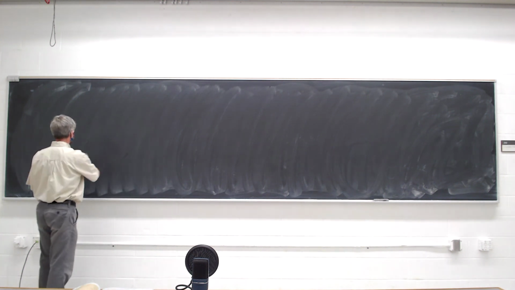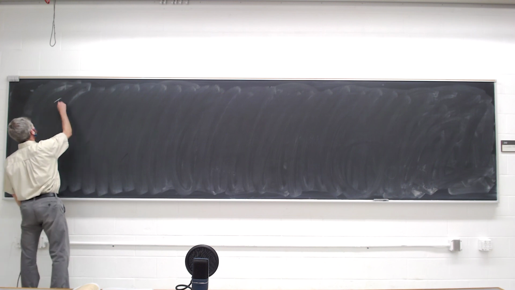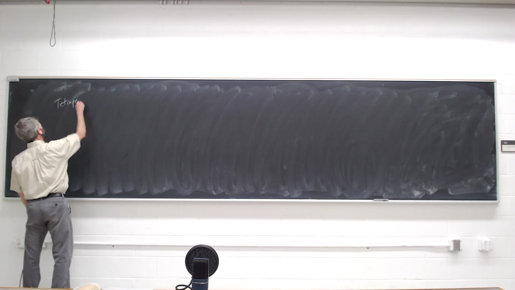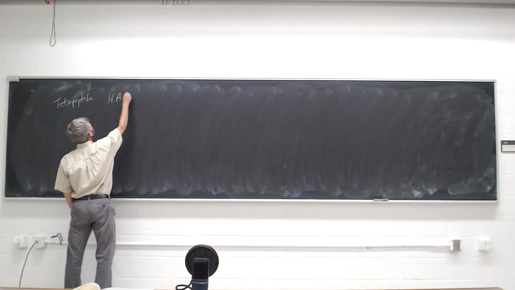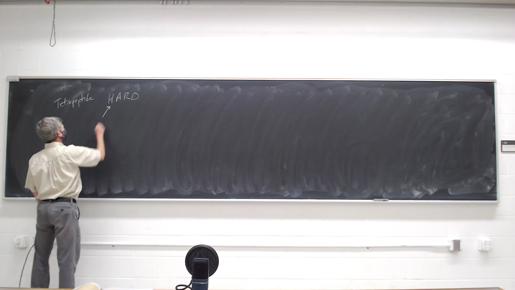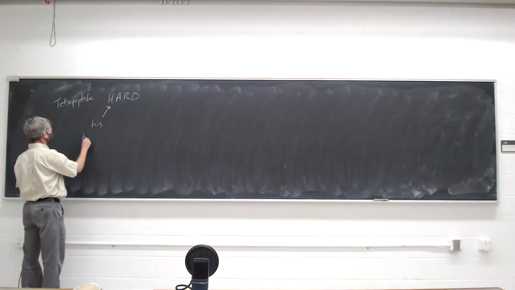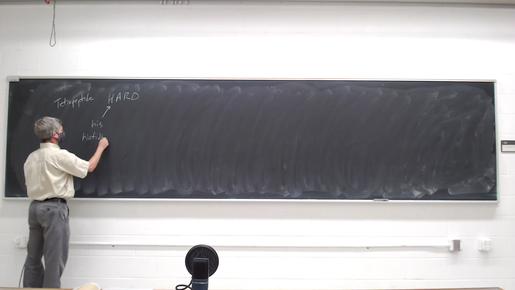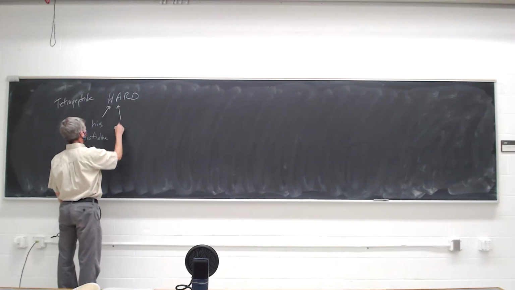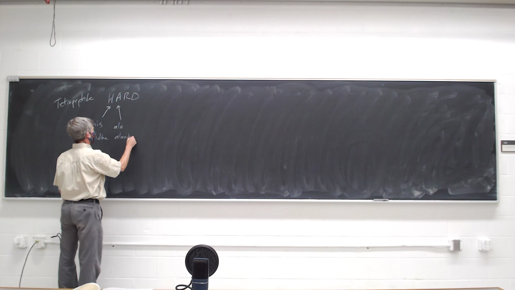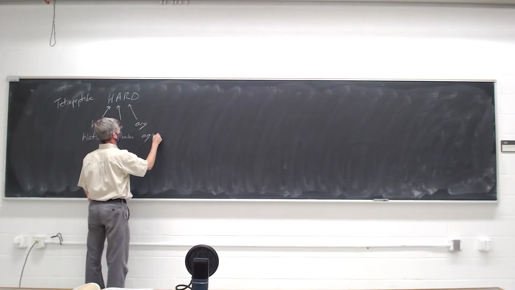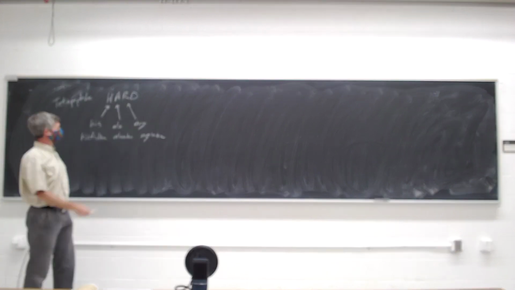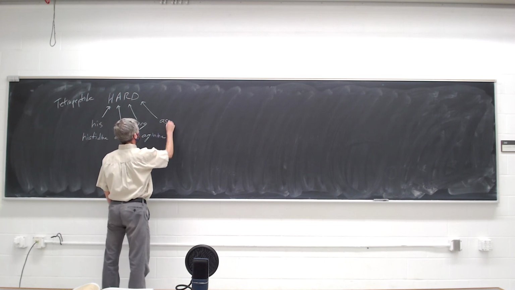Okay, so let's do another tetrapeptide. Since we did easy, let's do hard. H is histidine. A is still alanine. R is arginine. I like to put arginine in problems because it's arg. And D is aspartic acid.